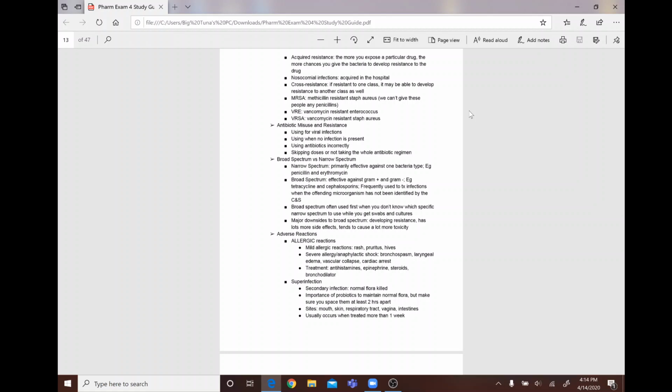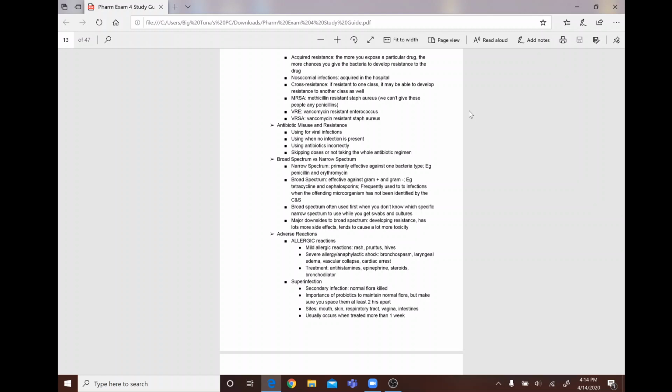What are the major downsides to broad spectrum antibiotics? Developing resistance, a lot more side effects, and can cause a lot more toxicity. Alright, so what would you see with mild allergic reactions? Rash, pruritus, and hives. What would you see with severe allergies or anaphylactic shock? Bronchospasm, laryngeal edema, vascular collapse, cardiac arrest.